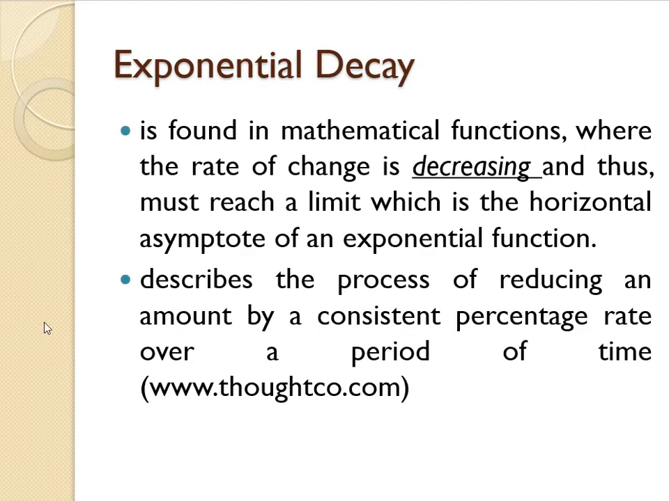Next, what is exponential decay? Exponential decay is found in mathematical functions where the rate of change is decreasing and thus must reach a limit, which is the horizontal asymptote of an exponential function. Another definition of exponential decay describes the process of reducing an amount by a consistent percentage rate over a period of time. So exponential decay is the vice versa of exponential growth. A common example of exponential decay is the depreciation of equipment over time or after long years of use.